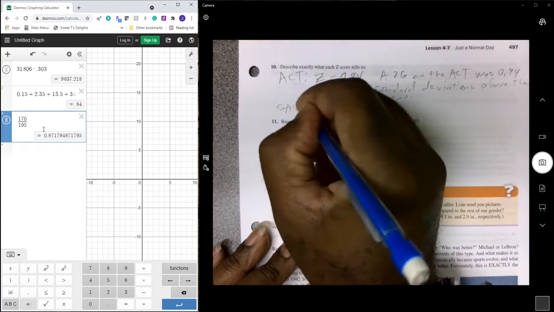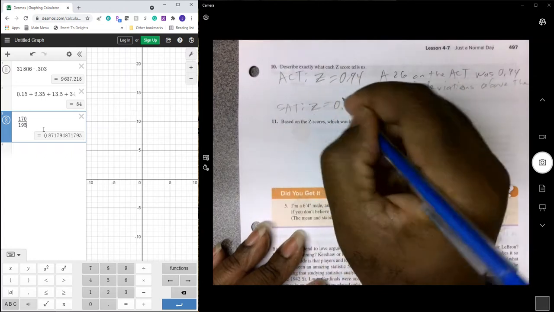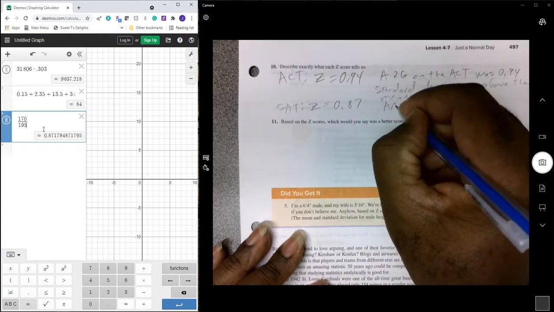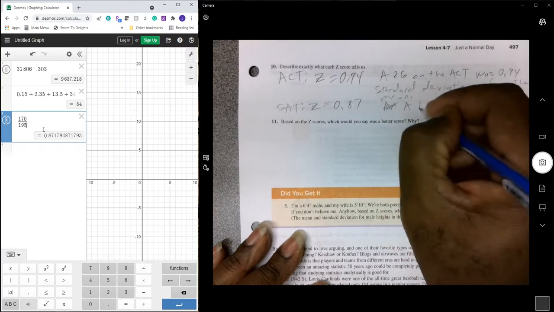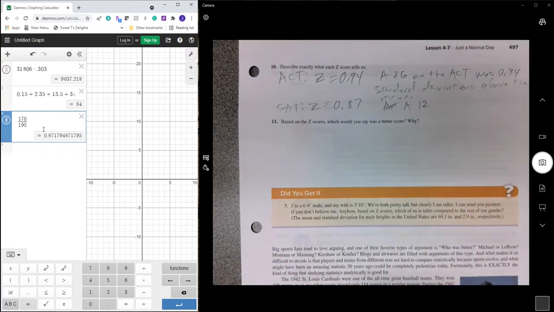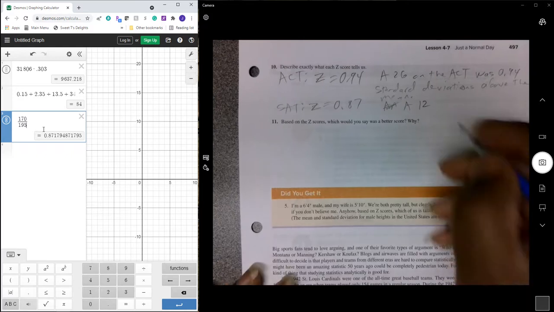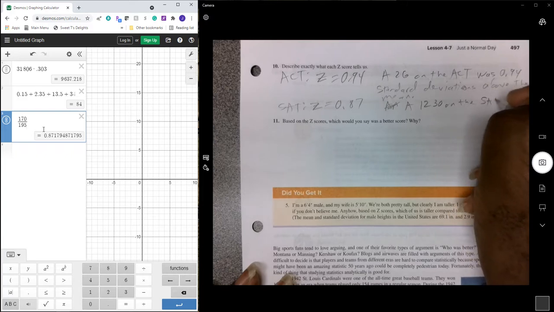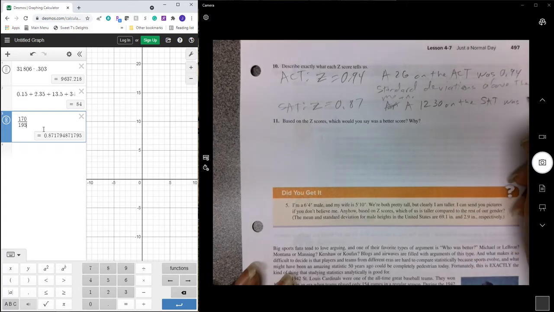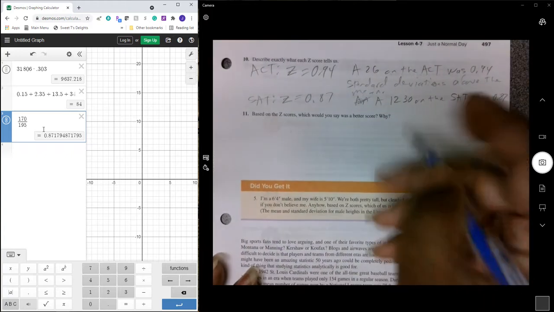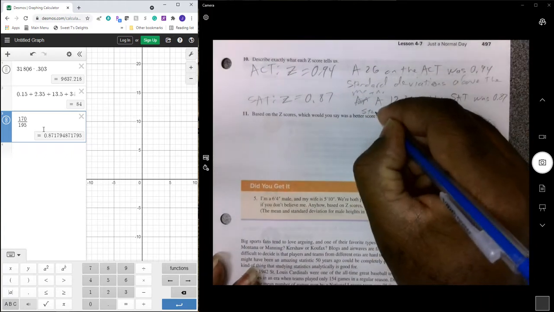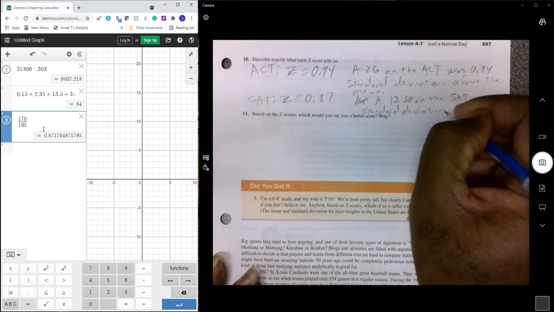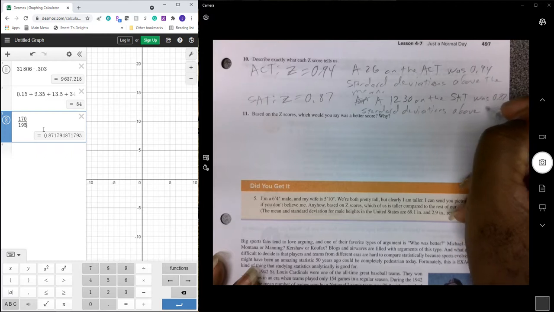The SAT, his Z-score was 0.87. So a 1230 on the SAT was 0.87 standard deviations above the mean.